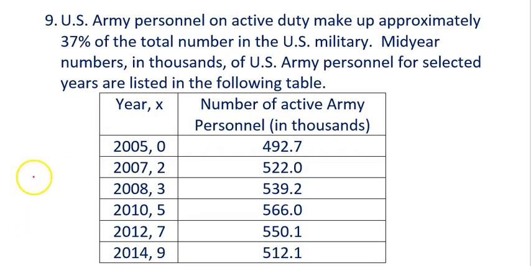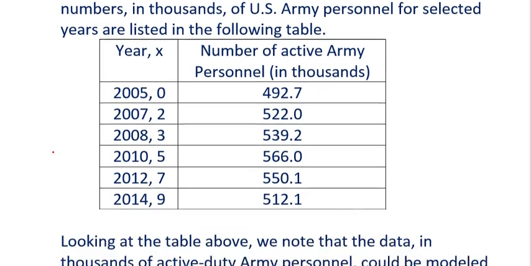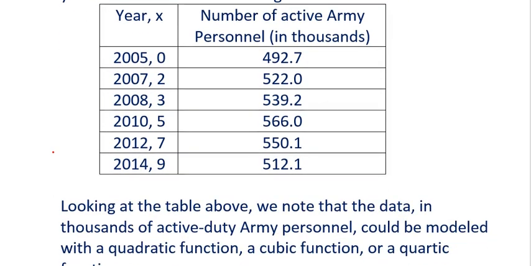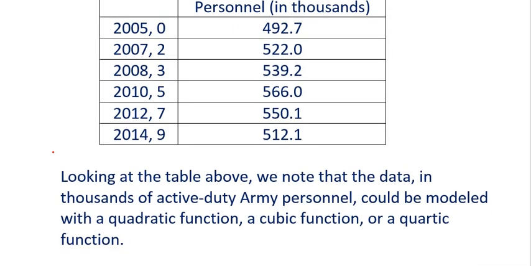Okay, here's example 9. It has U.S. Army personnel on active duty making up approximately 37% of the total number of the U.S. military. Mid-year numbers in thousands of Army personnel for selected years are listed in the following table. So we have this table, and obviously they're counting year 2005 as 0, so you have to be careful with that. And they say look at the table, and it could be modeled with a quartic, a quadratic, a cubic. It could be modeled with some polynomial.